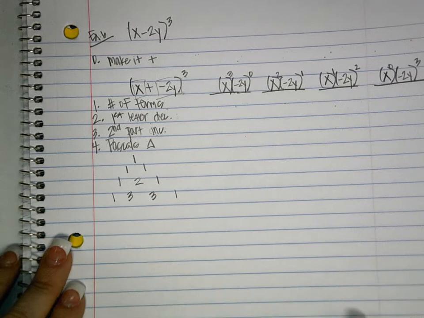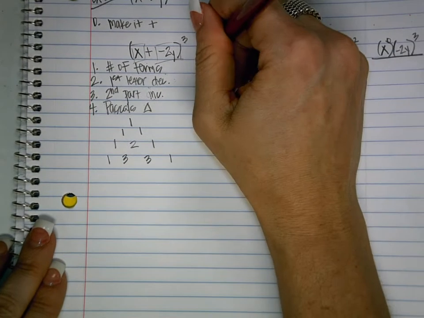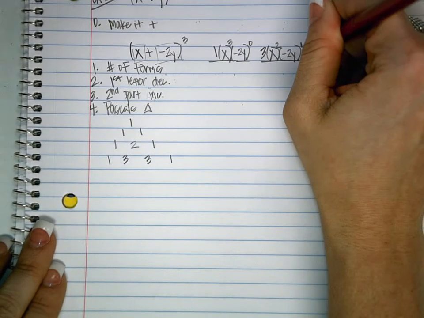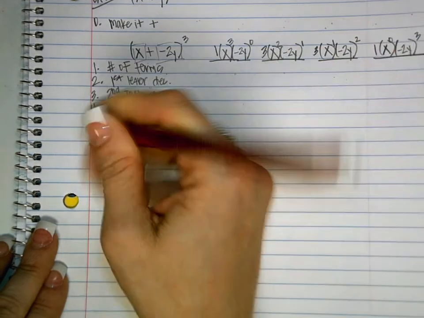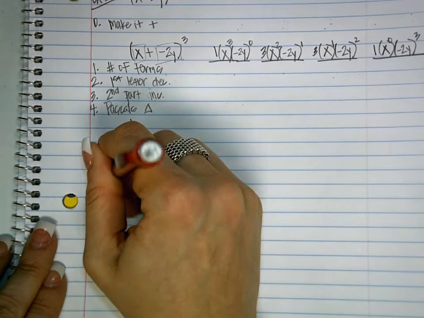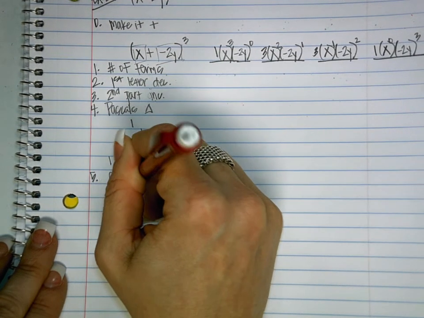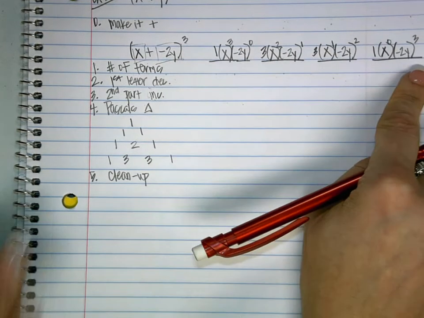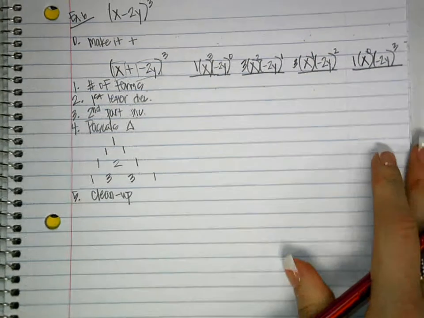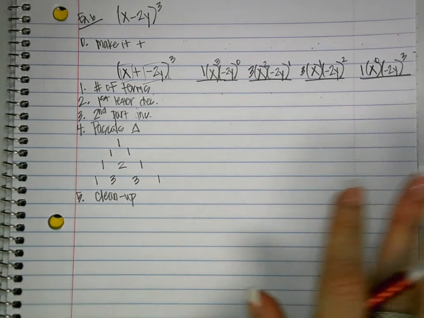So put in your Pascal's triangle coefficients. So 1, 3, 3, 1. And then now the last step is we need to clean this up. Okay, this is not a pretty binomial expansion, so I just want to clean it up. Okay, so if I clean this up, basically what's happening here?